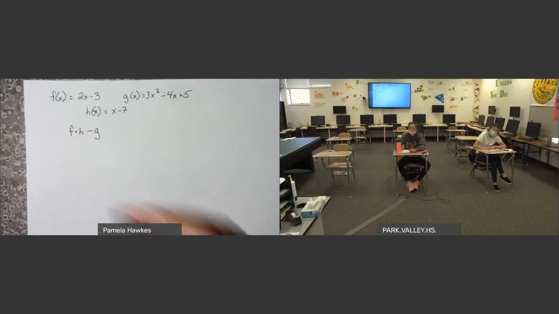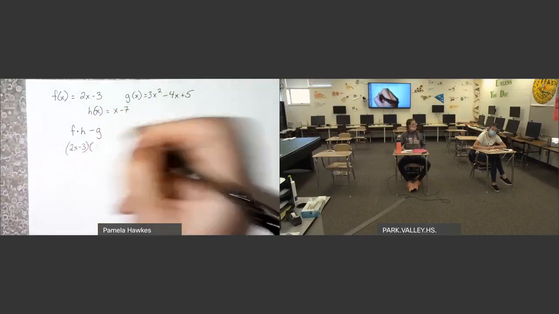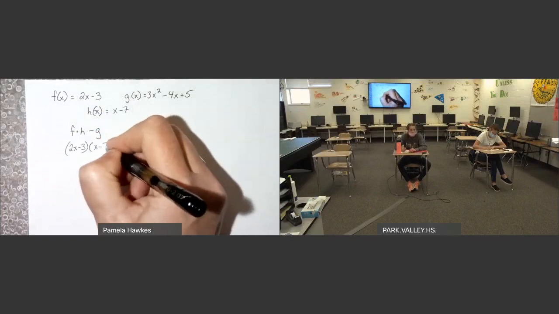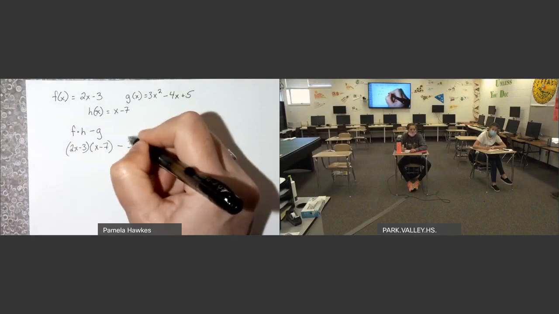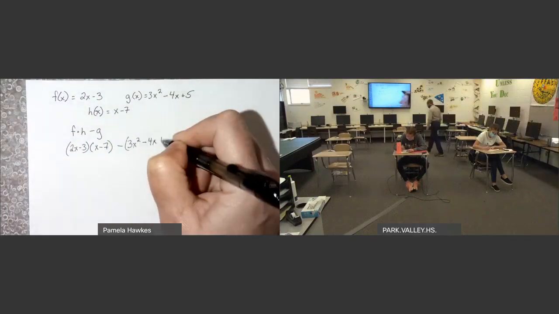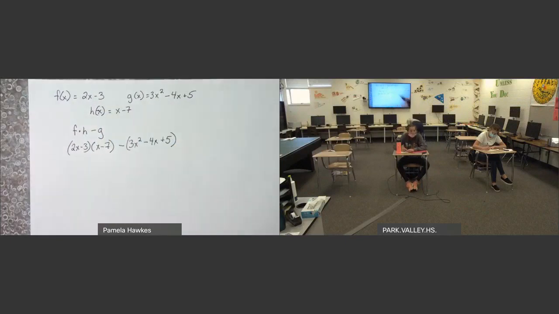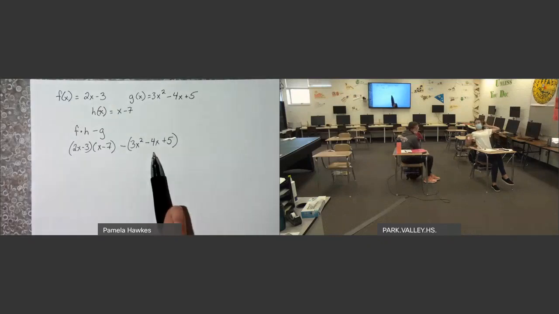We write it down, right? We go (2x - 3)(x - 7). I tried to make that one an easy one. Minus (3x² - 4x + 5). Okay? So when I do this one, I want to make sure I put everything in parentheses. The reason is because when I do this negative over here, I want to distribute correctly.